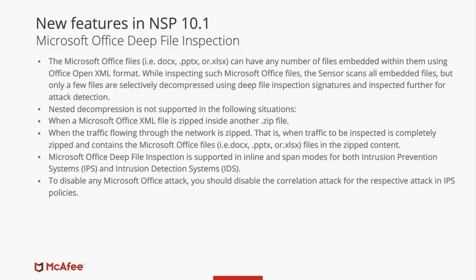The deep file inspection will work in both inline and span modes, and it can be configured to either block or just detect, depending on the policy applied. When an attack triggers, it will show up in the attack log just like any other IPS event, and can be configured to ignore or block in the same way as any other IPS event. The biggest difference is that the Office deep file inspection signatures can't be created with the custom attack editor. That's not supported at this time.